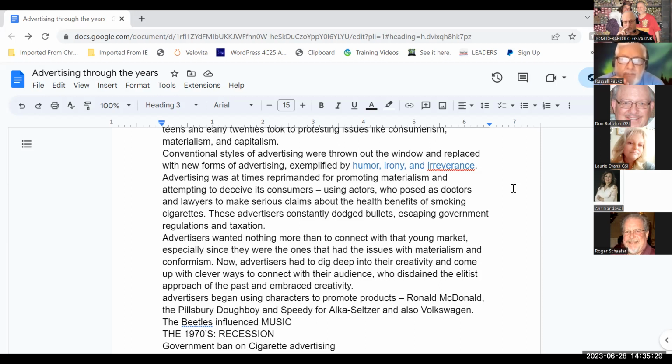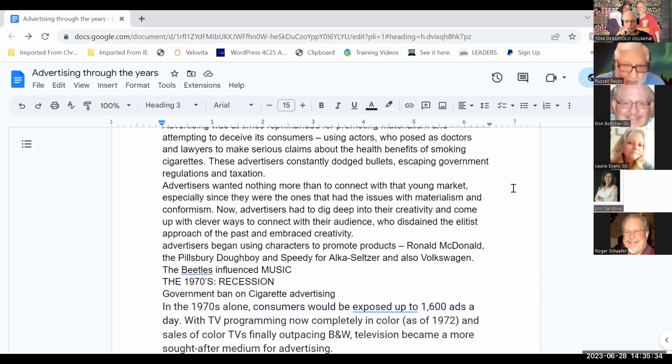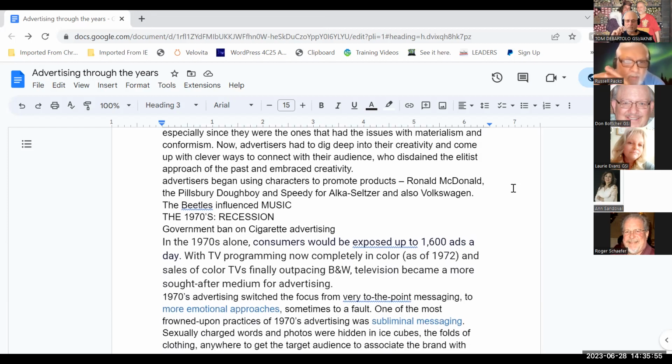Advertisers wanted nothing more than to connect with the young market of the day, especially since they were the ones that had the issues with materialism and conformism. Now, advertisers had to dig deep into their creativity and come up with clever ways to connect with the audience, who disdained the elitist approach of the past and embraced creativity. Advertisers began using characters to promote products. There was Ronald McDonald, the Pillsbury Doughboy, and Speedy for Alka-Seltzer.